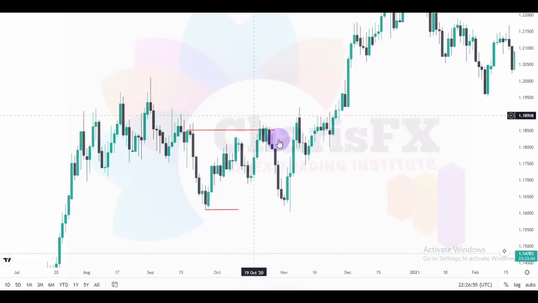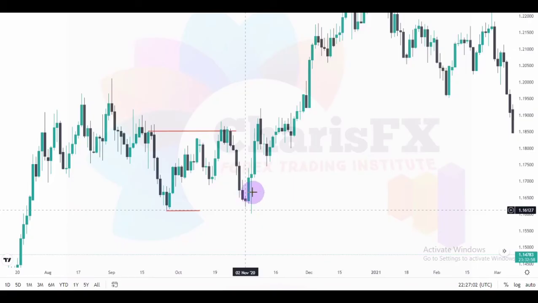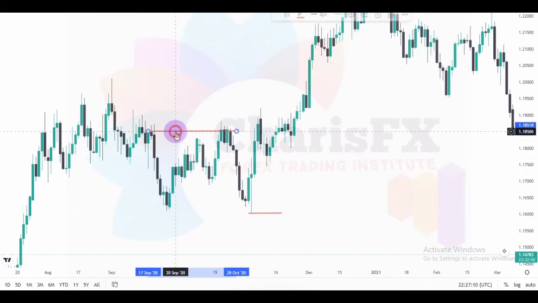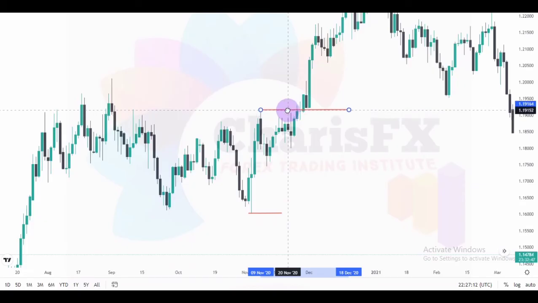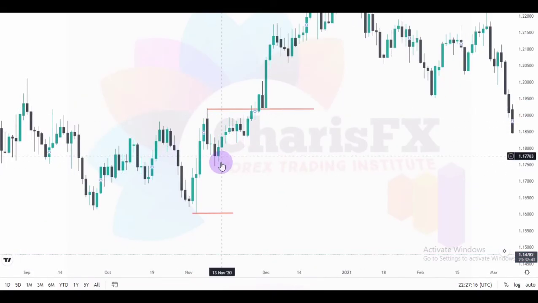So now we see price forming, what? Higher lows, higher high, higher lows. Now look at this. This is the next higher low. Where's the next higher high? This one. The last high that pushed price lower. Do you see that? We have a higher low.